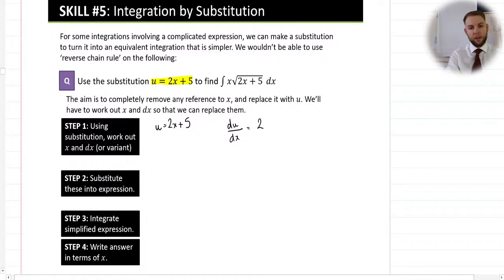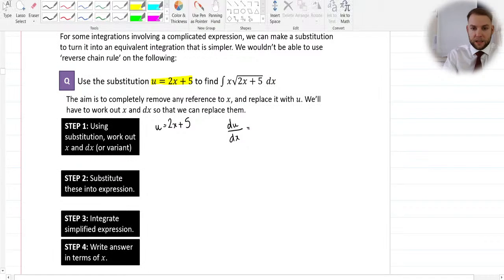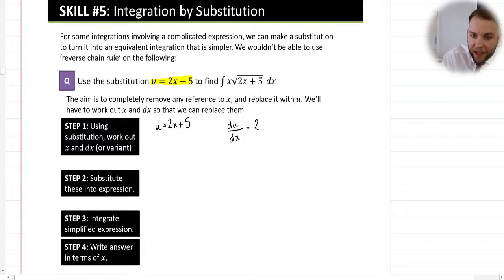Brilliant. Now the whole point of this, the reason that we're differentiating this, is because we're trying to find out our replacement for this part here. We're trying to find the replacement for dx. So what I then do is I rearrange this to find out what dx is. I'm going to bring the 2 down and bring the dx up. So du divided by 2 is equal to dx. There we go. So we found out what dx is.